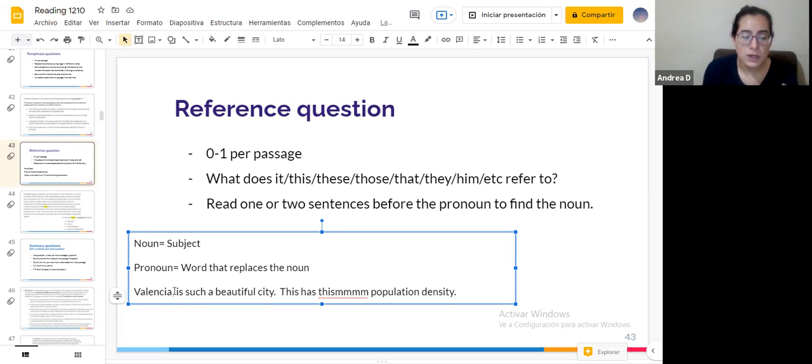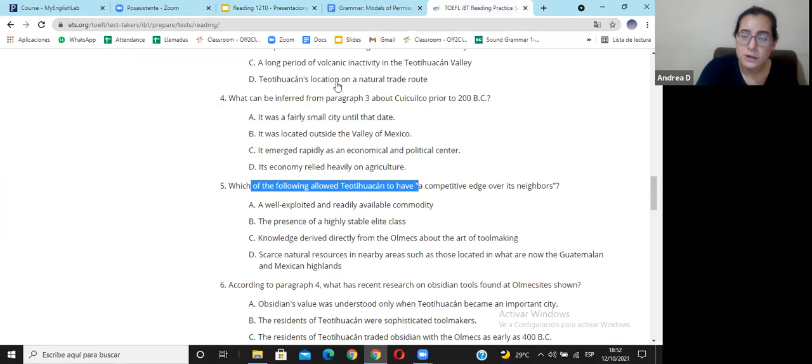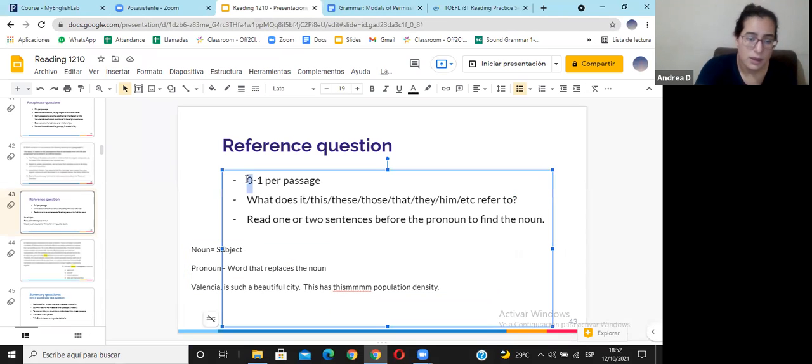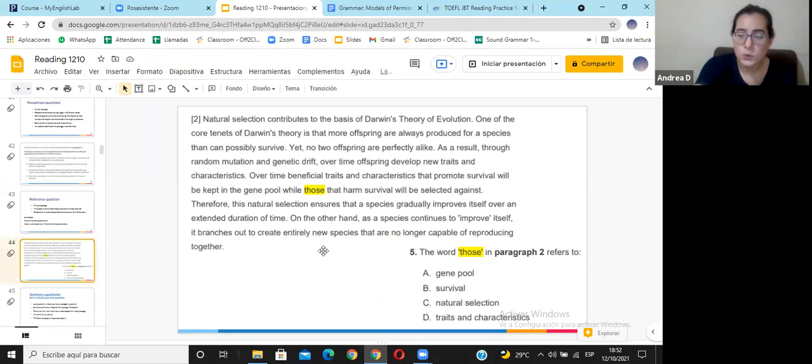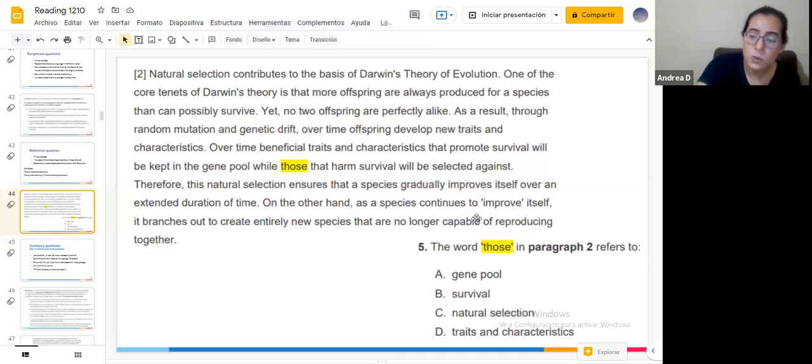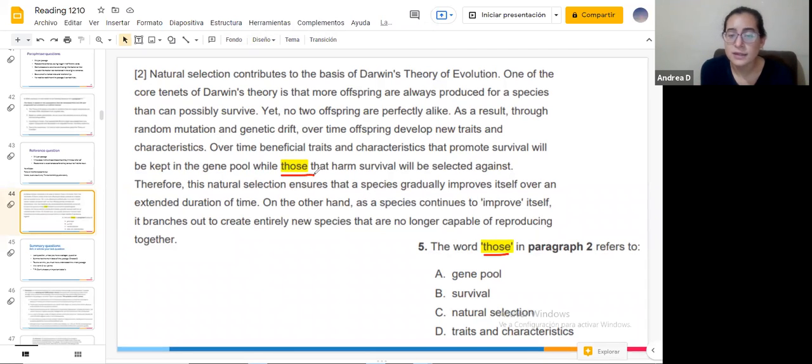So they may try to look for things to make it look harder, but it's not going to be anything but this. All right, so in this set of material that we have here, I didn't find a reference question. Remember that sometimes you don't have one. So we're going to use this one, and we're not going to read the entire thing. The only thing you need to do here is read the question, find the word, so those, and just read the sentence where the word is, okay?